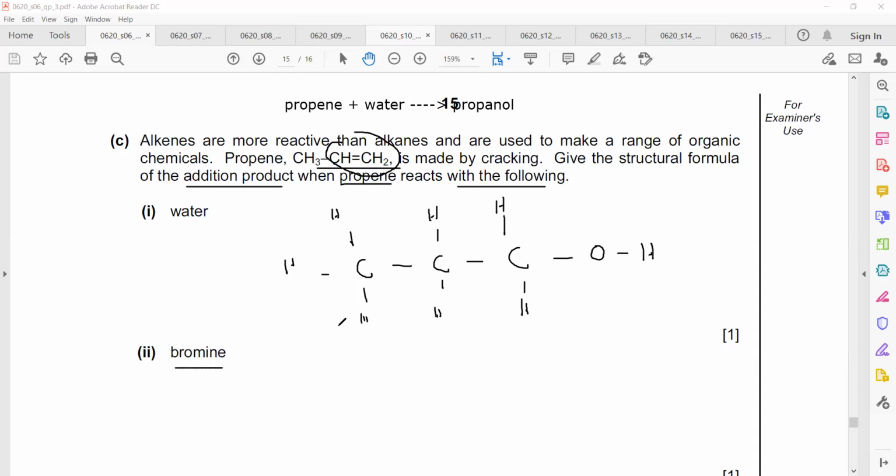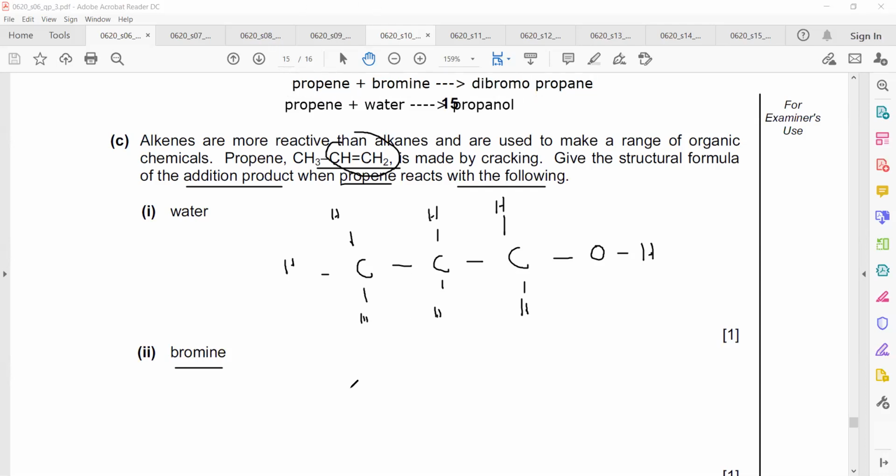When it reacts with bromine, what will be the product if propene plus bromine? Propene plus bromine. So it will be dibromopropane. So dibromopropane means that two bromines are added to the carbons which are having a double bond.